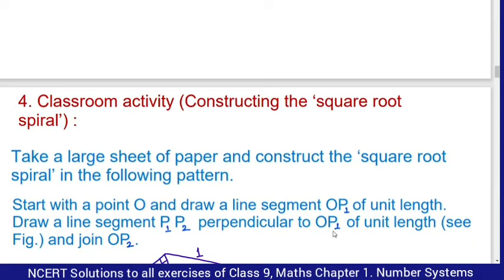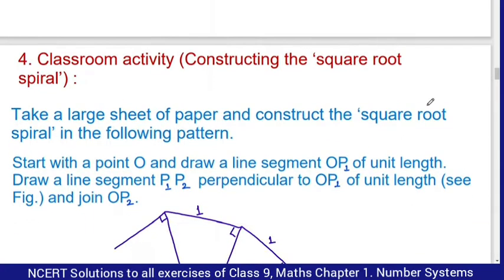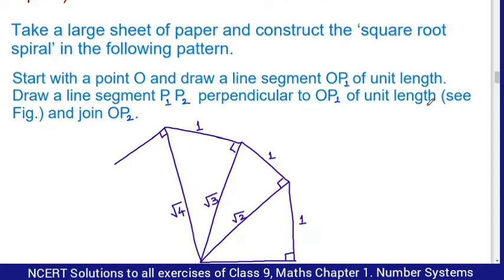Fourth question. It is based on classroom activity constructing the square root spiral. So answer is, take a large sheet of paper and construct the square root spiral in the following pattern. Start with a point O and draw a line segment OP1 of unit length. Draw a line segment P1P2 perpendicular to OP1 of unit length, and see this figure. Join OP2.